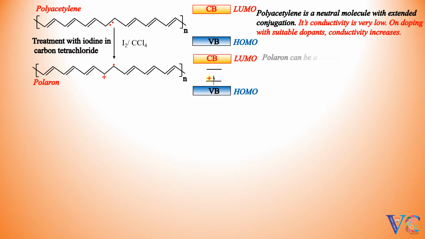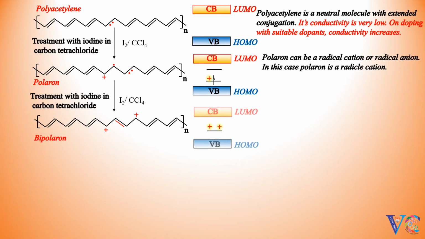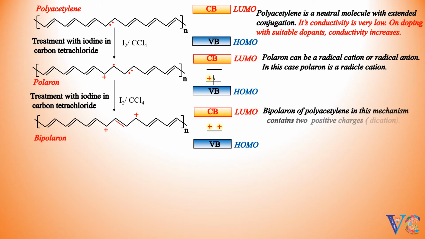Polarin can be a radical cation or radical anion. In this case, polarin is a radical cation. Polarin, on treatment with iodine in carbon tetrachloride, converts to bipolarin. Bipolarin of polyacetylene, in this mechanism, contains two positive charges, that is, a dication.